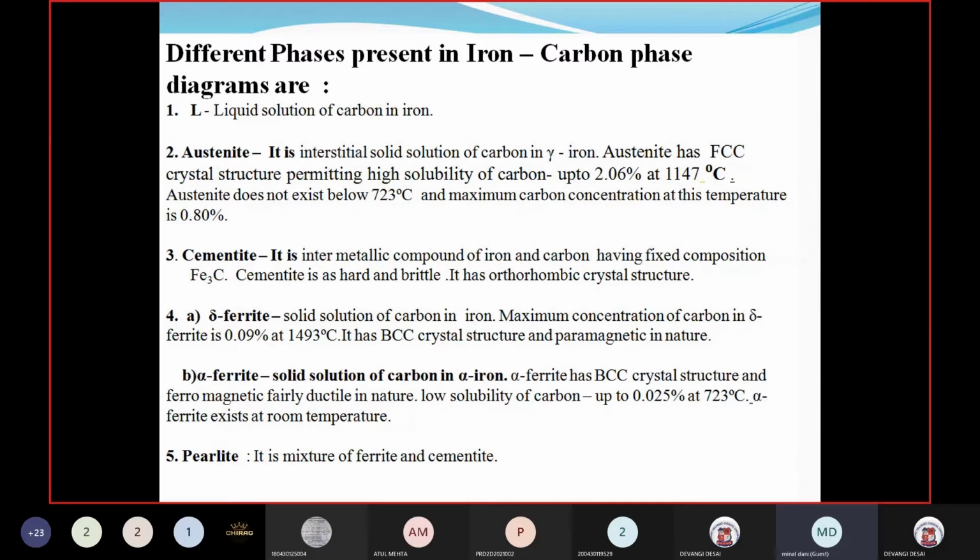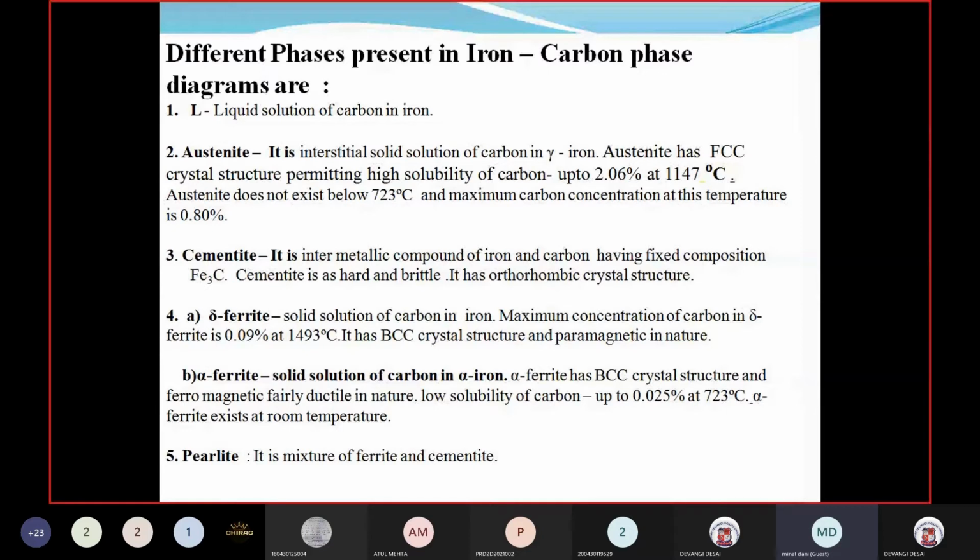It has again BCC crystal structure. So once you know about the allotropy of iron, at room temperature up to 723, iron has alpha ferrite, which has a BCC crystal structure. When you heat more, it will transform to austenite, which has an FCC crystal structure. And again you heat more, it will come to the delta ferrite, which has again BCC structure.